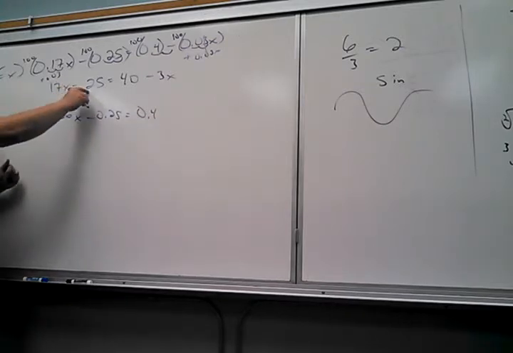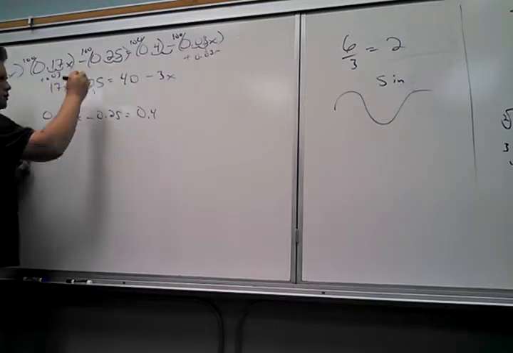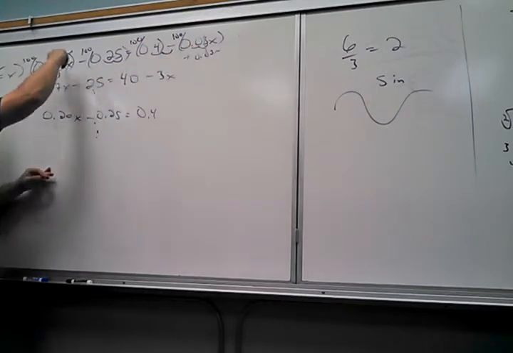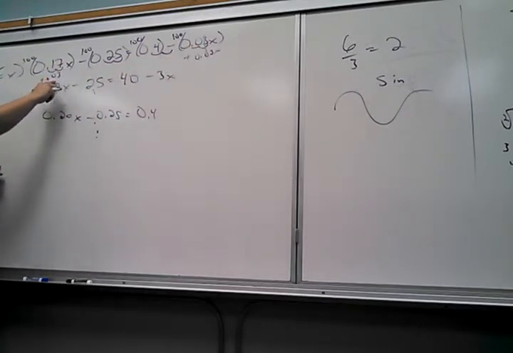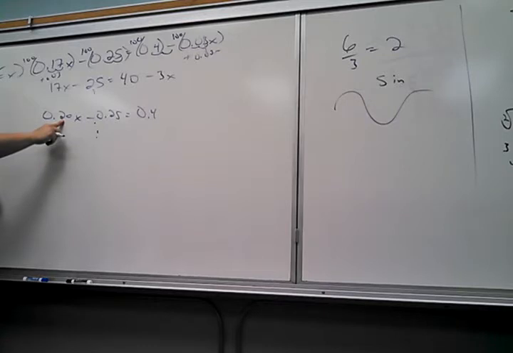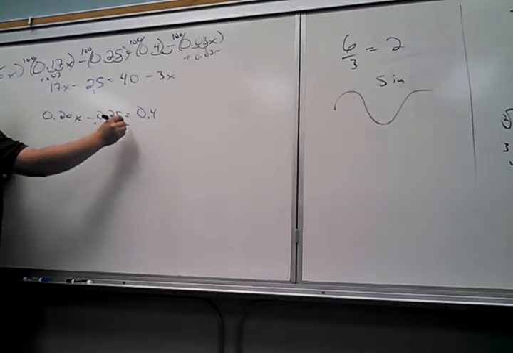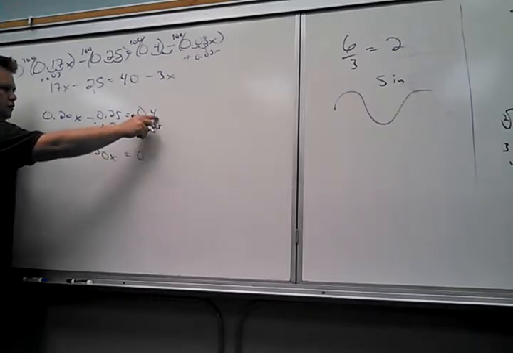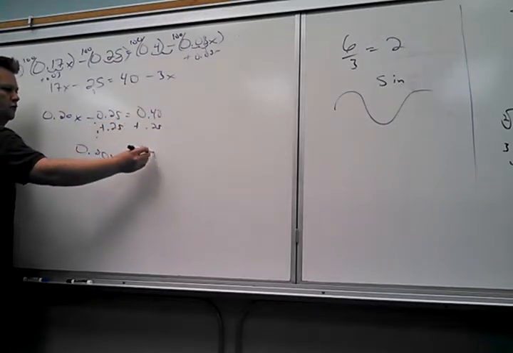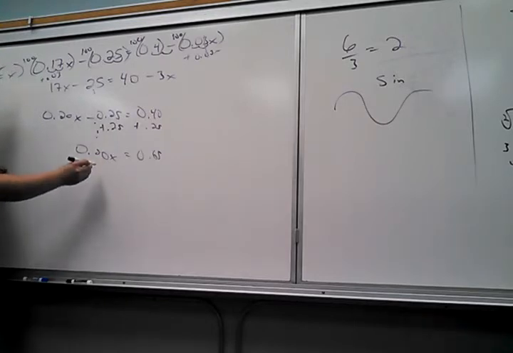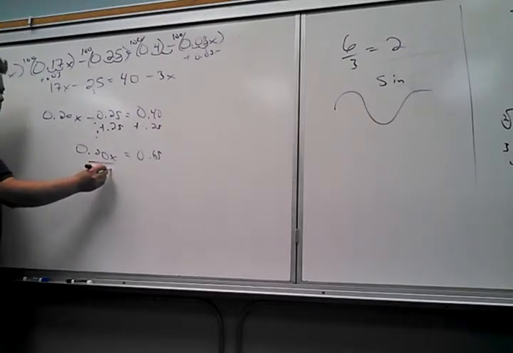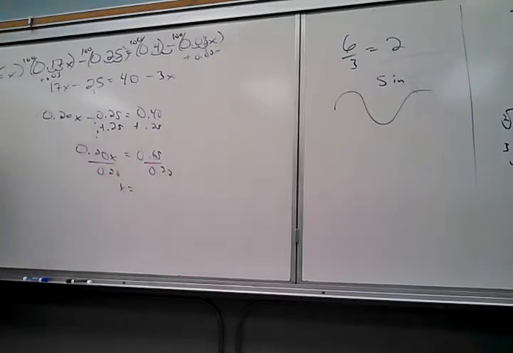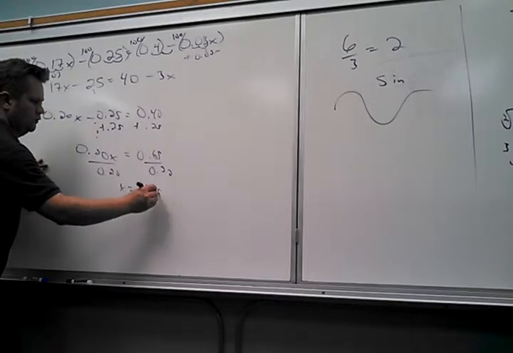You guys with me? So you could solve this equation, or you could solve this equation. I don't care. You would still, if you add 0.03x, what's 0.17 plus 0.03? 0.20. And you can add 0.25. What do you get there? 0.4 plus 0.25? 0.65. And then what's the last step here? Divide by 0.2. Cool? And that would be, of course, 3.25.